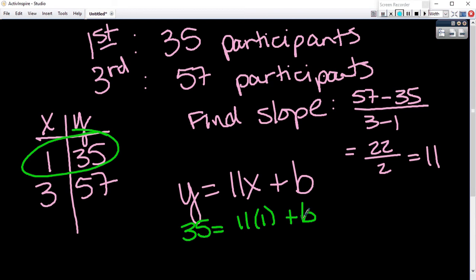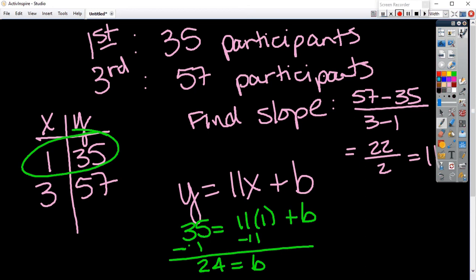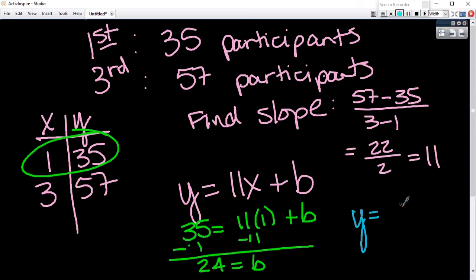These are going to be the hardest ones for you because you have to do the most work. But if you look at it like 2 points, you already know how to write an equation given 2 points. Subtract 11, and you get 24. 24 is B. So now put it together. Put your M and your B in the same equation. What does the equation look like? Does that make sense?